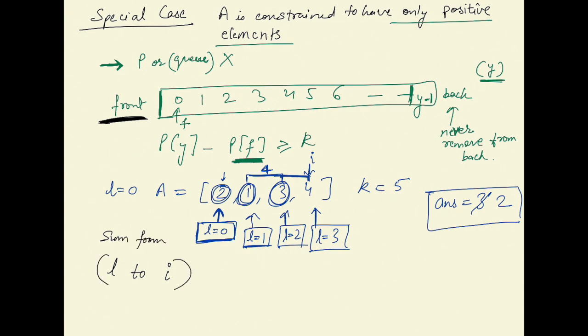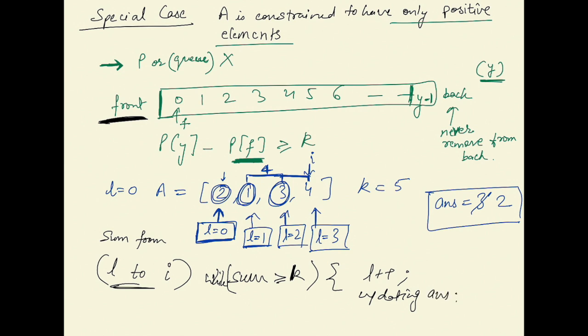and if the sum is greater than or equal to k, then we keep on moving L while the sum is greater than or equal to k. We keep on increasing L and updating our answer if we are getting a better answer than the previous, and if not, we'll keep on updating the sum with new values, and hence using this algorithm we can get the minimum size.